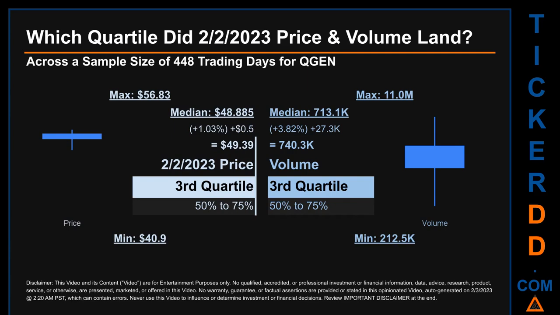Quartiles tell us about the spread of a data set by breaking that data set into quarters, just like how the median breaks the set into half. Descriptively, QGEN has a median price of $48.885. Therefore, the 2nd of February 2023 price was higher from that middle marker by 1.03%. The day's volume of 740.3 thousand was more than the median by 3.82%.